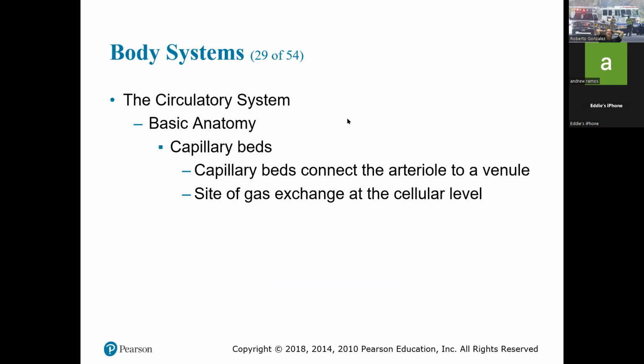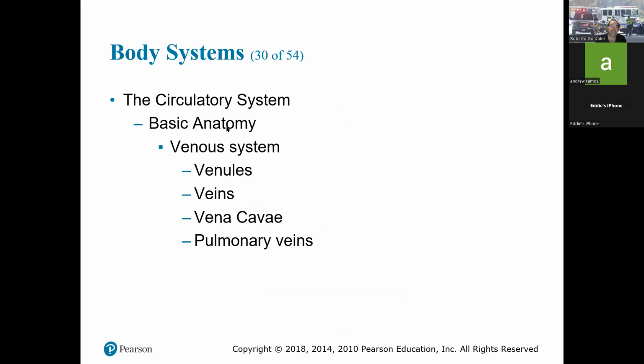Basic anatomy, you have capillary beds. Capillary beds connect the arteriole to the venule, the site of gas exchange at the cellular level. Okay, in the basic anatomy of the venous system, you have venules, veins, vena cava, and pulmonary veins.